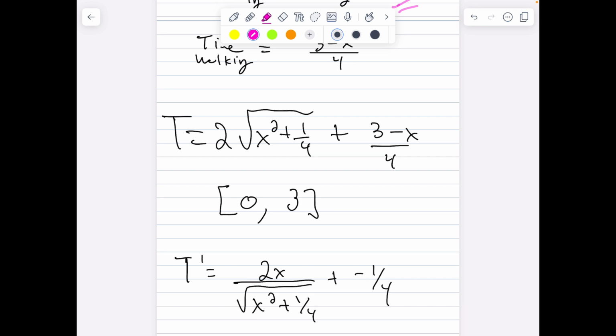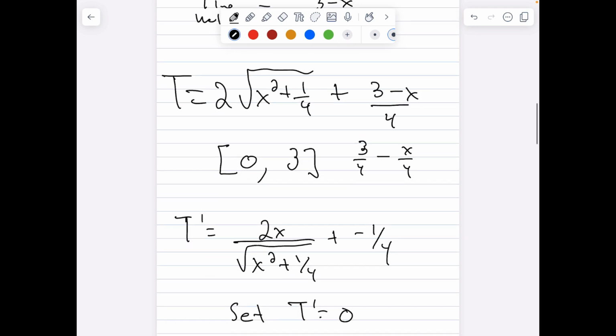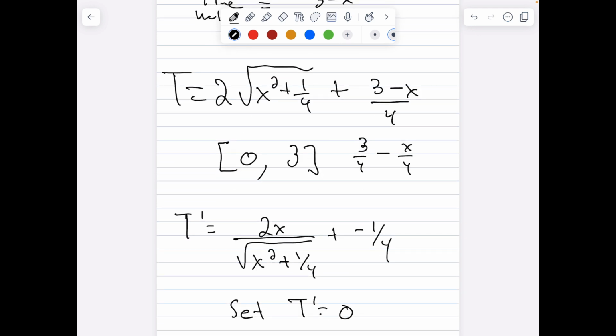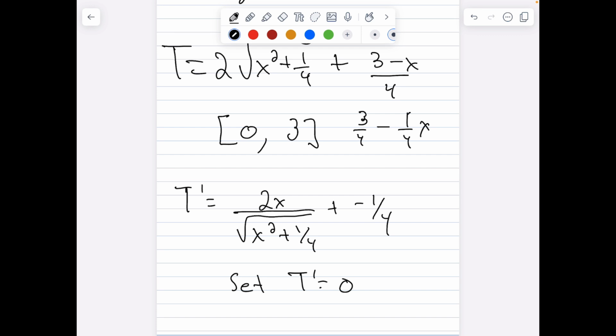If I want to minimize or maximize this with calculus, I'm going to have to take a derivative, which we just did right here. So you get 2x over the square root of x squared plus a fourth, plus minus a fourth. That's a combination of the chain rule and a little bit of algebra, by the way. For the derivative of that (3 minus x) over 4, I split it up, first of all, as 3/4 minus x over 4, or 1/4 x if you prefer. And the derivative of minus 1/4 x is minus a fourth. So I didn't want to use the quotient rule on that.